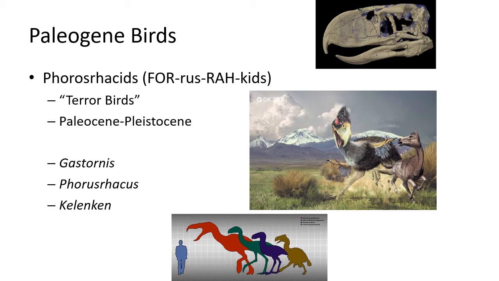We also had some really cool birds left over from the Mesozoic. These are the phorusrhacids, or the terror birds. They ranged in size from about 6 feet to about 9 feet tall. In this image, you can see it running down a horse. Granted, the horse is about the size of a medium-sized dog, but still it's running down a horse.